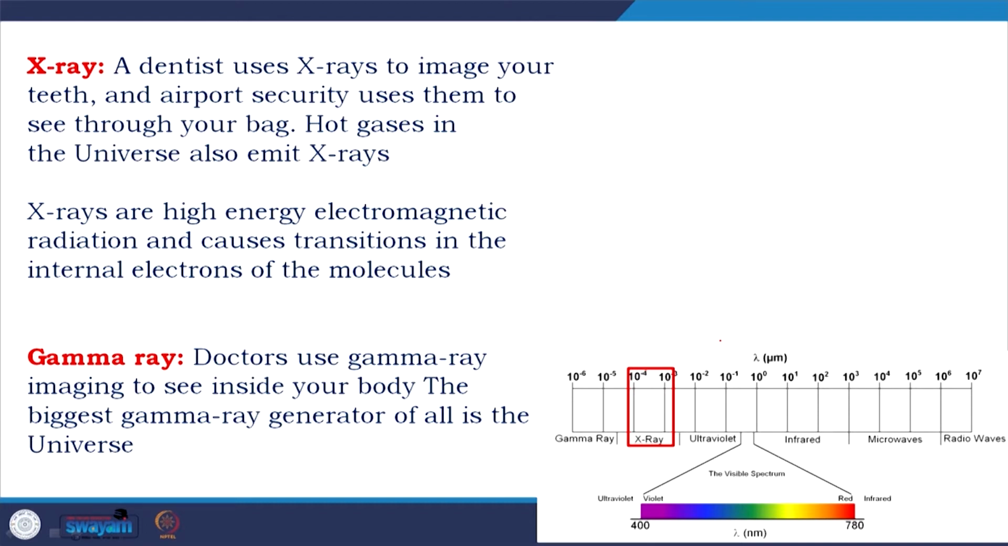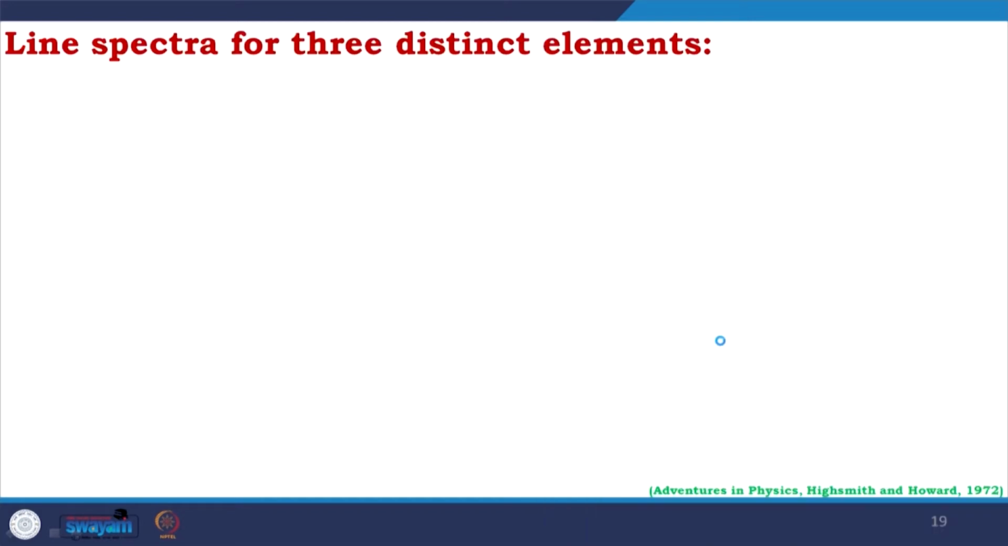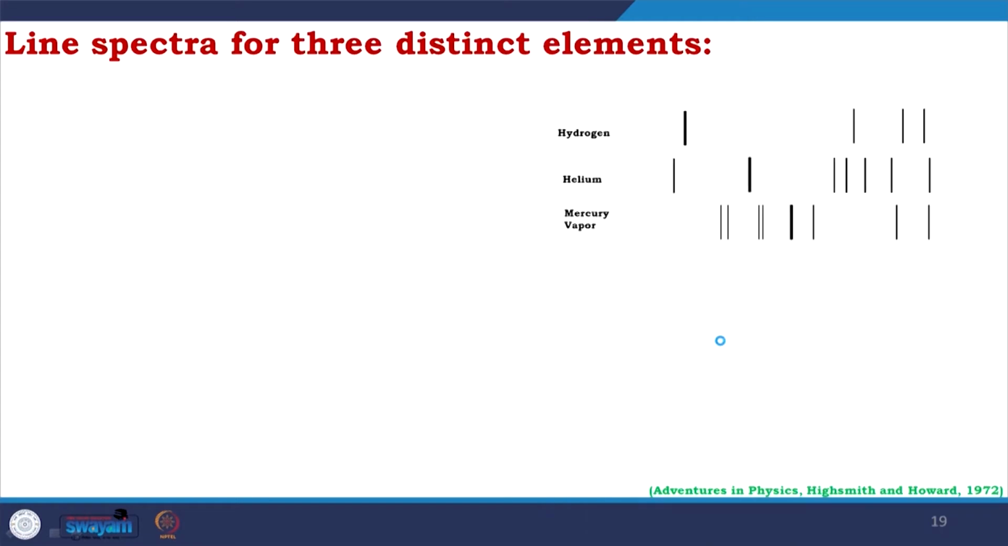Gamma ray, doctors use gamma ray imaging to see inside your body. The biggest gamma ray generator is the universe. So, this is the gamma ray range. So, we are coming back, we have seen that spectra, and that was the starting of our conceptualization of spectroscopy.